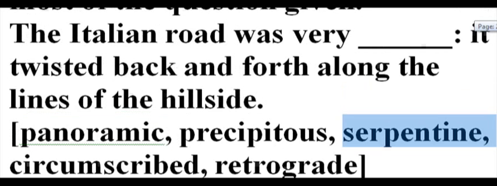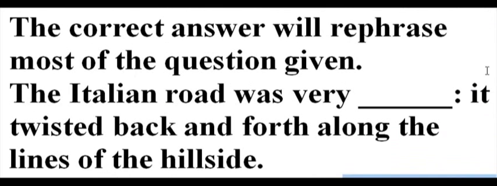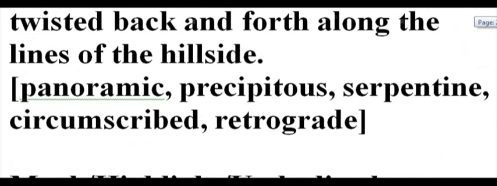So again, what did we do here? Well, before we looked at the answer choices, we imagined or we thought of the relationship between the parts of the question. And the relationship here was a definition relationship because we have the colon. So we have to think of a word that means twisted back and forth. And we know that a serpent is twisted back and forth.